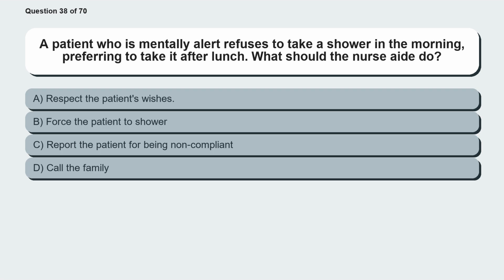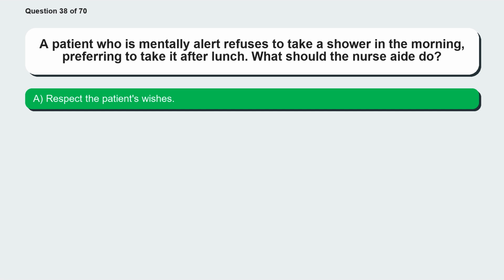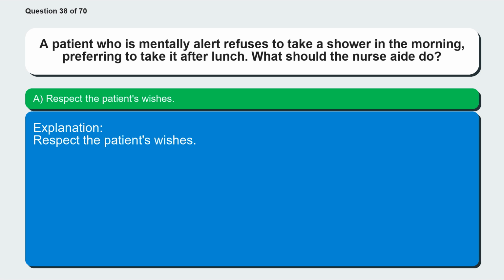Question 38. A patient who is mentally alert refuses to take a shower in the morning, preferring to take it after lunch. What should the nurse aide do? Option A, respect the patient's wishes. Option B, force the patient to shower. Option C, report the patient for being non-compliant. Option D, call the family. The correct answer is option A, respect the patient's wishes.